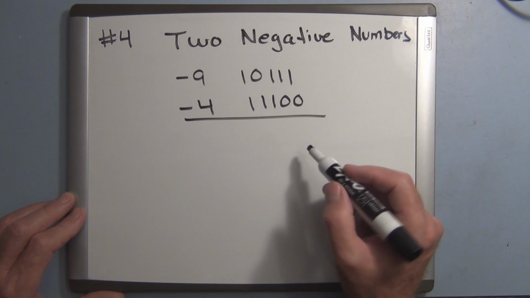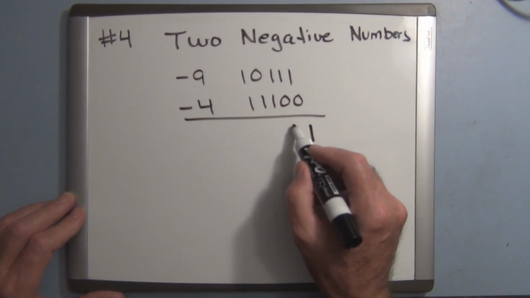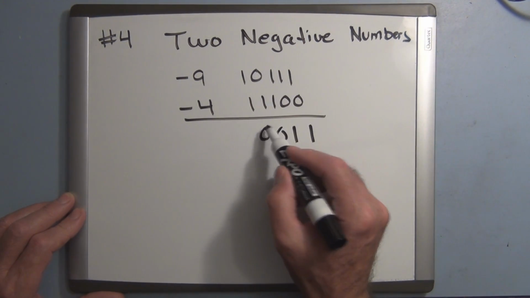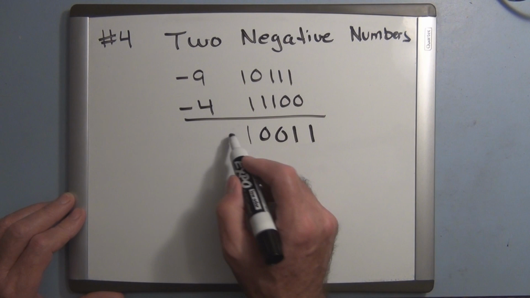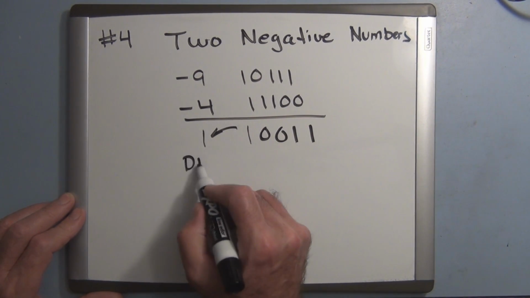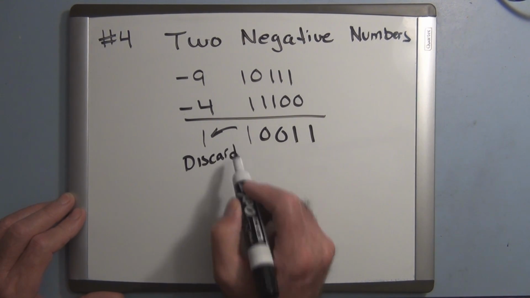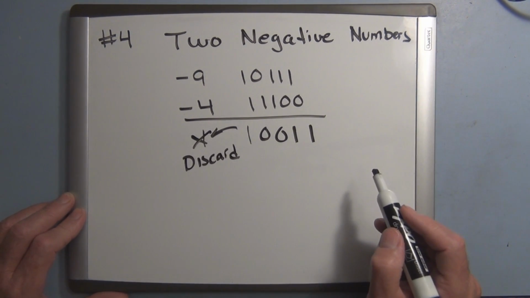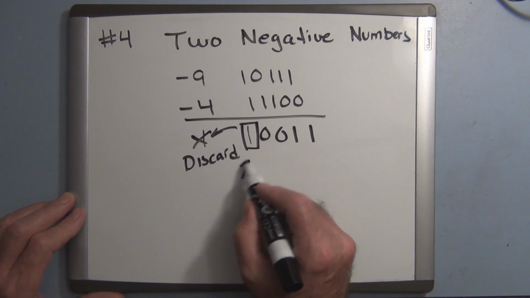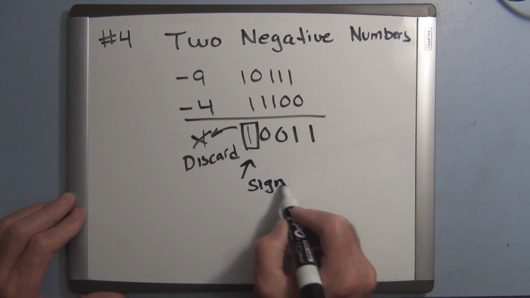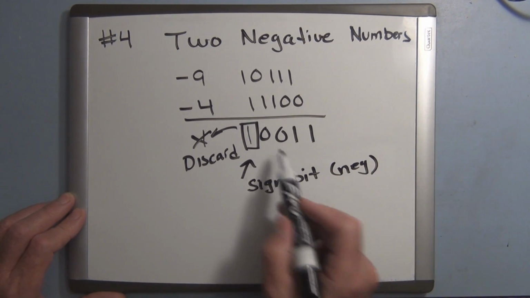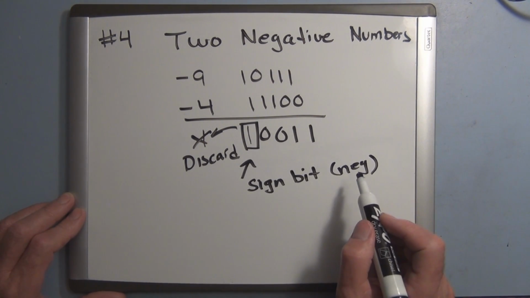So all we have to do is add these together. We have 1 and a 1. This is a 0, carry the 1. This is a 0, carry the 1, and this is a 1. And then we have a 1 here that we're just going to discard. So just discard that. So this is telling us that we have the sign bit. We have a negative number. So this must be in 2's complement.